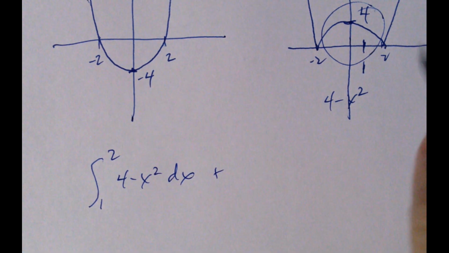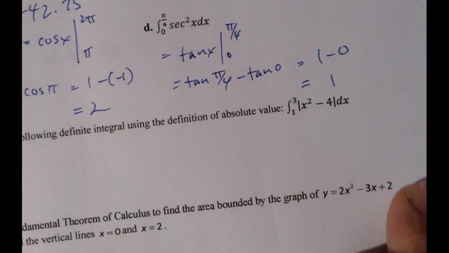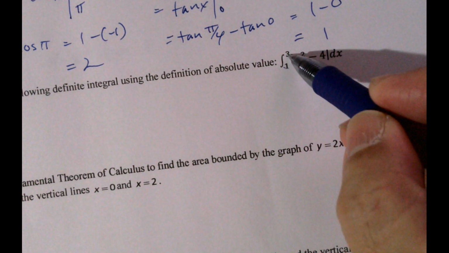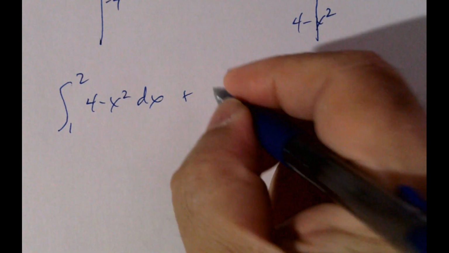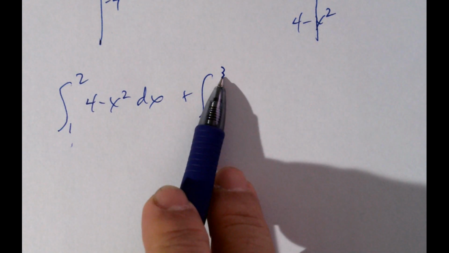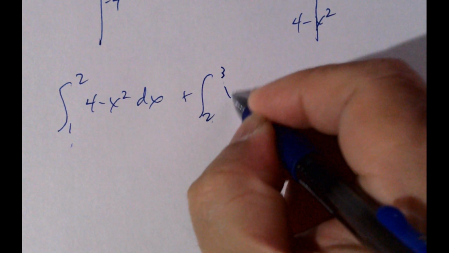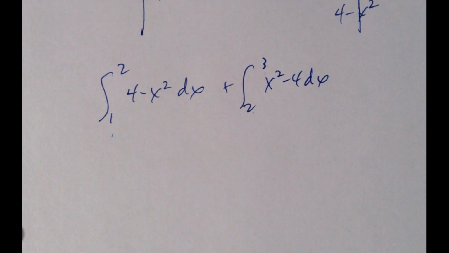And then go from 2, because this one's asking you to take it from 1 to 3. So I need to take it from 2 to 3, right? Because I've already done 1 to 2. Now I'm doing 2 to 3 of the regular one, x squared minus 4. All right? So that's what I'm doing. So let's go ahead and do that.